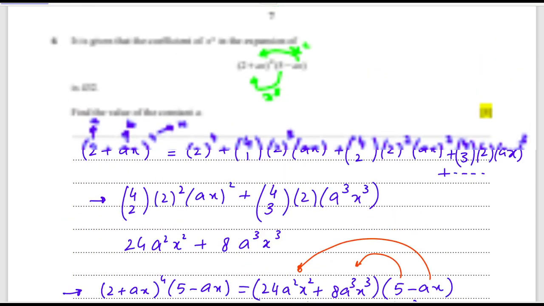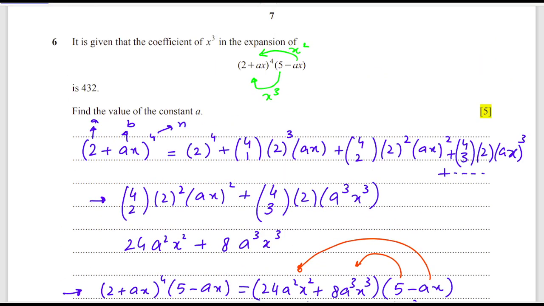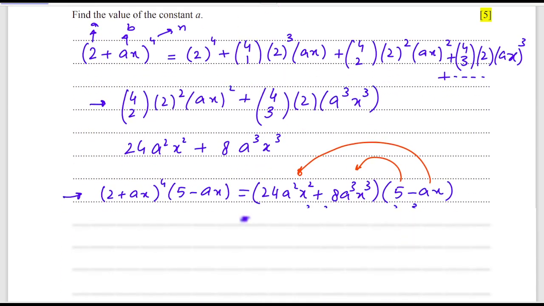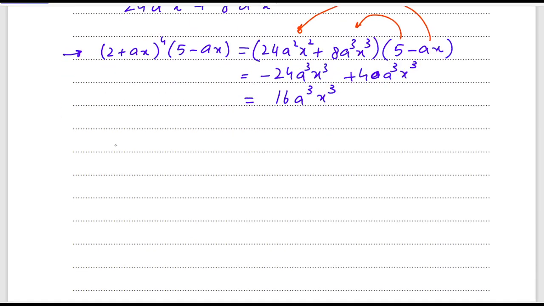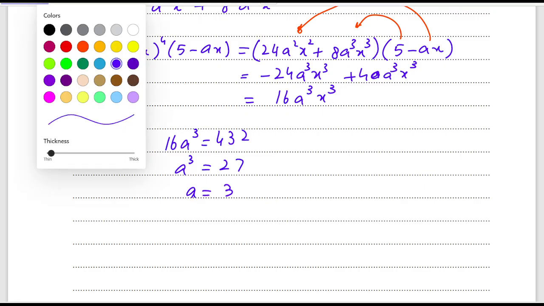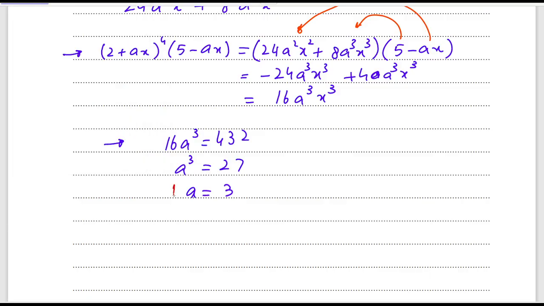Now use the condition. The coefficient of x cube in this expansion is 432. So the coefficient 16a cube by the given condition is equal to 432. So a cube equals 432 divided by 16, which is 27. Taking the cube root on both sides, a is simply equal to 3. So the desired value of a is equal to 3.